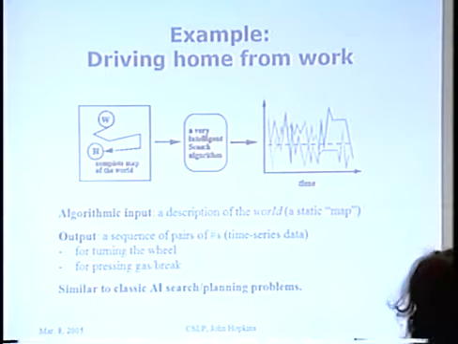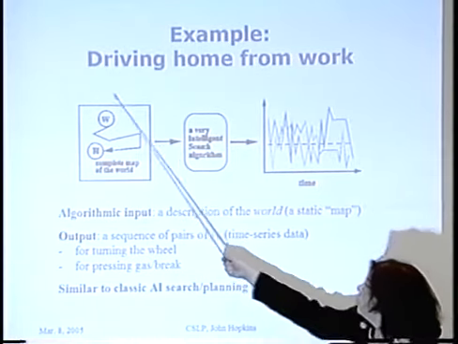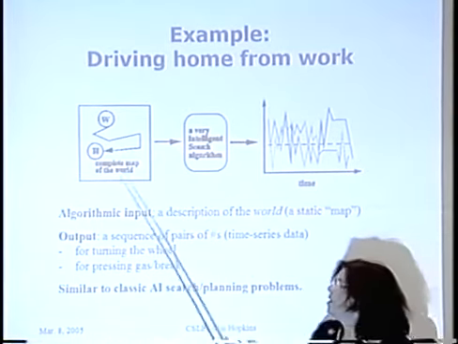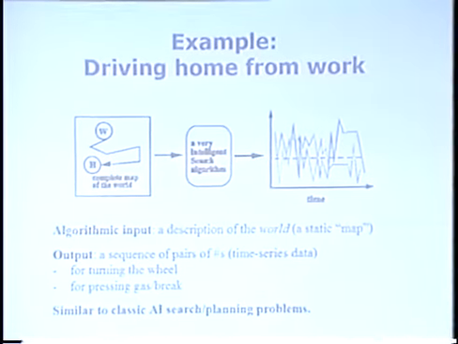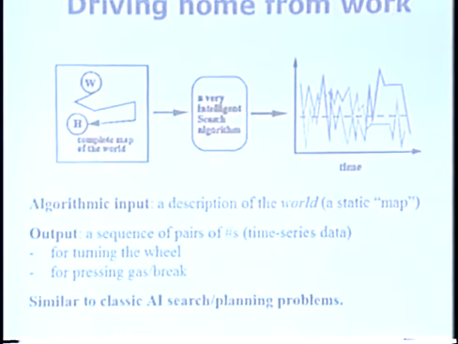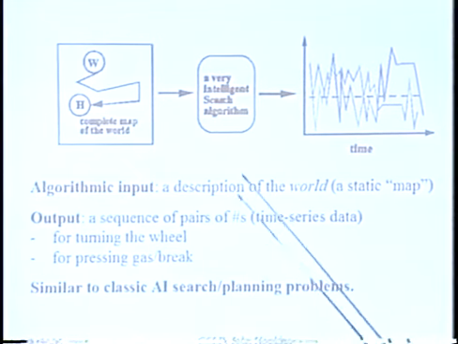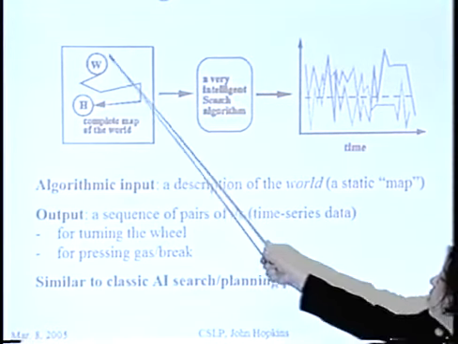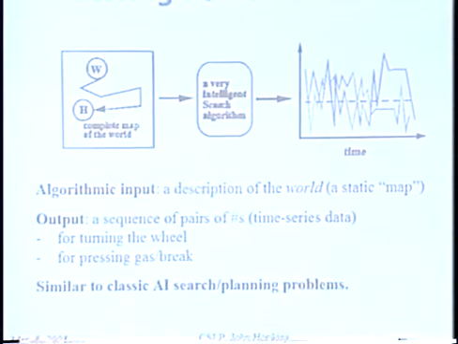Okay? So the input to this problem is a description of the world. Some kind of a static map that completely describes everything that the problem will need to know in order to compute the driving path. So this is your work, and this is the home, and this is everything you need to know about the road. And then there's a very intelligent search algorithm whose output are just these two time series data sequences. The one tells you how to turn the wheel. The other tells you how much to press on the gas and the brake.